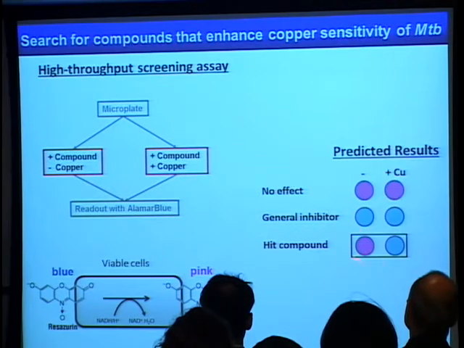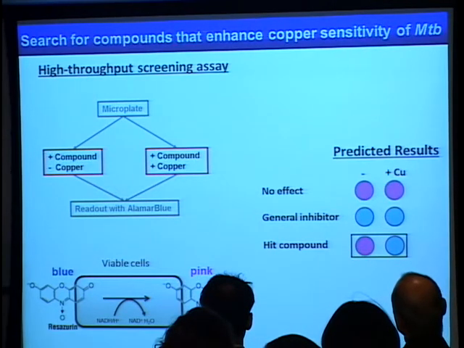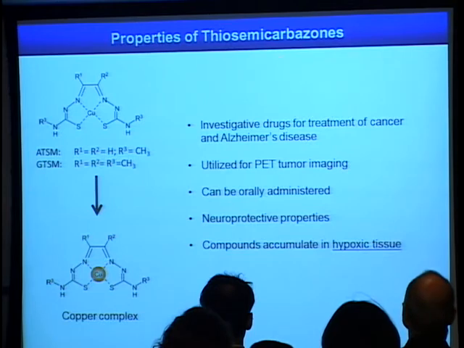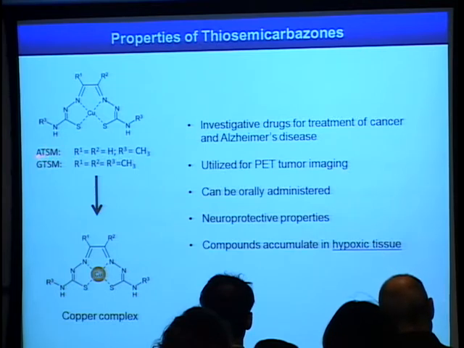It means that Mycobacterium tuberculosis grows in the absence of copper, but the growth is inhibited in the presence of copper. And we identified a group of compounds which are called thiosemicarbazones. And here's the structure. We had actually two of these compounds in our pilot screen. They're called ATSM and GTSM. They only differ in these side groups around it.